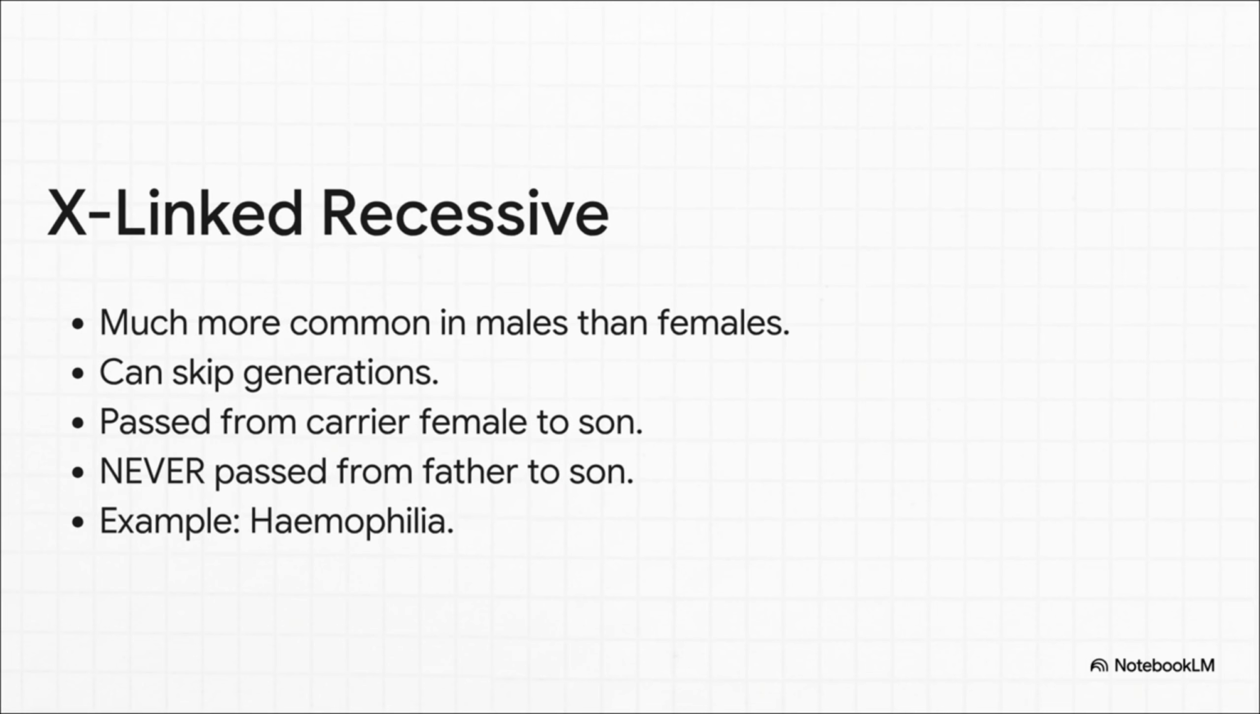All right, our last major pattern is X-linked recessive. And for this one, the clues are all about gender. You're going to see this trait appear way more often in males. Why? Because guys only have one X chromosome. It usually gets passed from a carrier mother to her son. But here's the real smoking gun. An affected father can never pass an X-linked recessive trait to his son. It's genetically impossible. Hemophilia is the textbook case for this one.